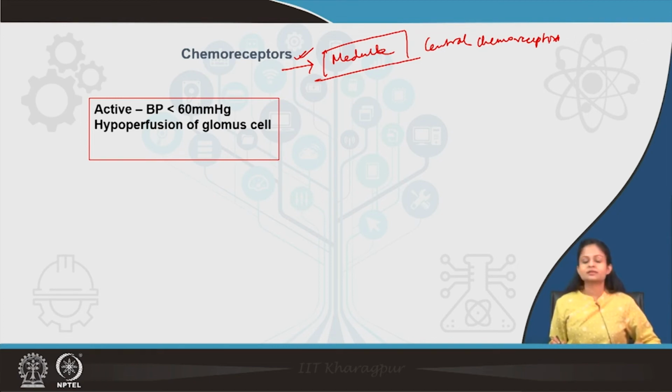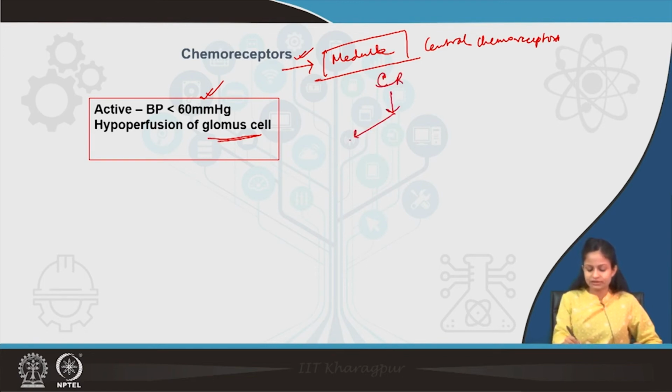Now, chemoreceptors will only act whenever there is a decrease in the blood pressure to less than 60 millimeter of mercury, and this usually occurs because of the hypoperfusion of the glomus cells. The type 1 glomus cells are mainly the chemoreceptors. Now, the chemoreceptors will act directly on the vasomotor center. It will stimulate the vasomotor center.